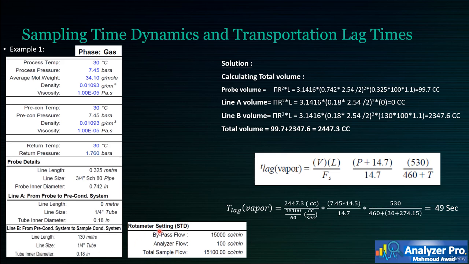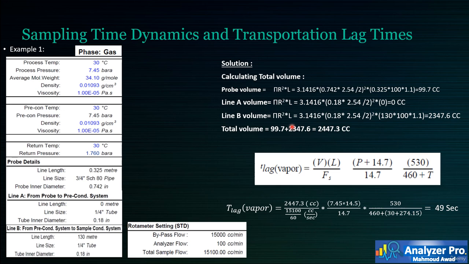Finally, the flow setting of the bypass flow meter and the analyzer flow meter is given in cubic centimeter per minute. The total flow is the summation of both flow meter settings. To calculate the lag time, we first calculate the total volume of the line. In this case we will calculate the inner volume of the sample probe, and line B volume, then add both of them to get the total volume.